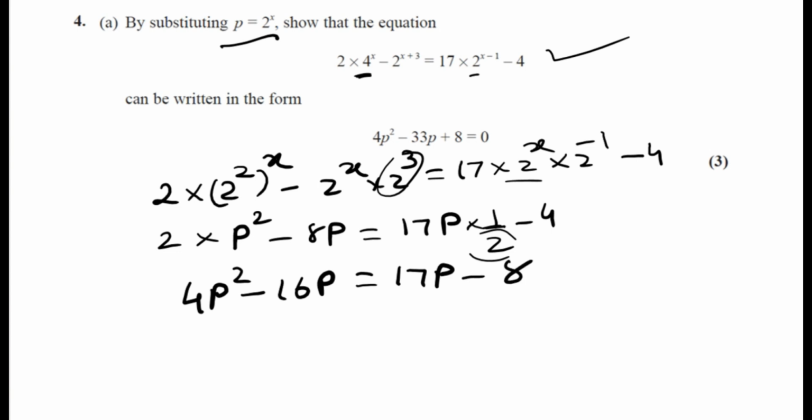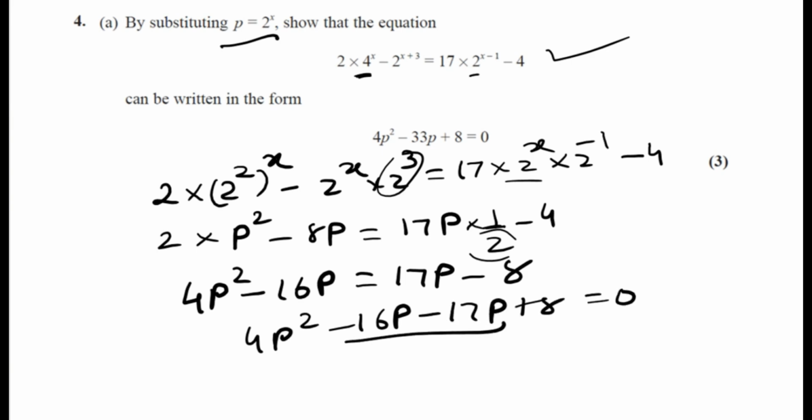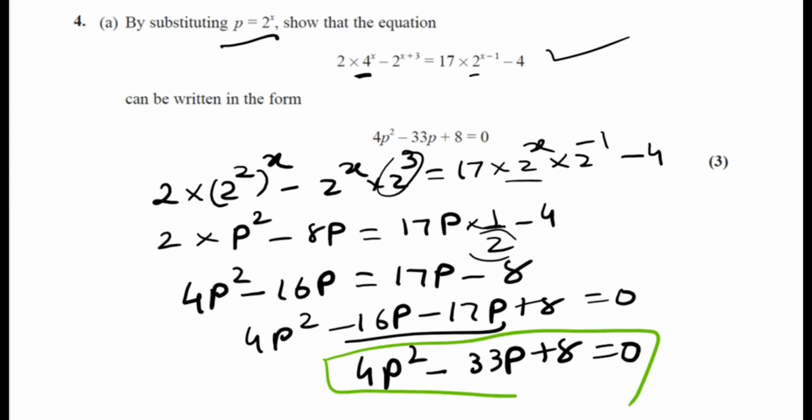But we need it in the form of equal to 0, so I will move everything to the left hand side. So 4P squared minus 16P minus 17P plus 8 equal to 0. Like terms, add them. 4P squared minus 33P plus 8 is equal to 0. So you can see we got the form that we wanted. This is our final answer.